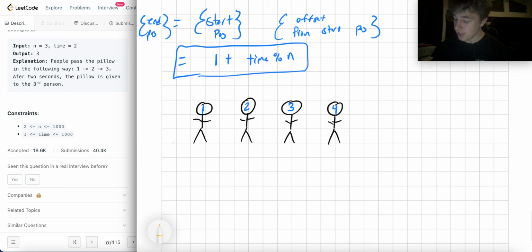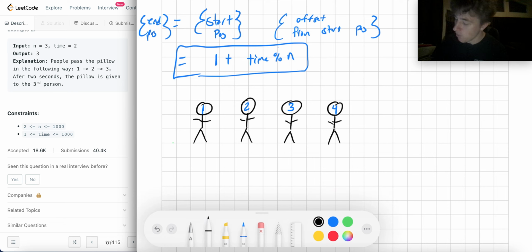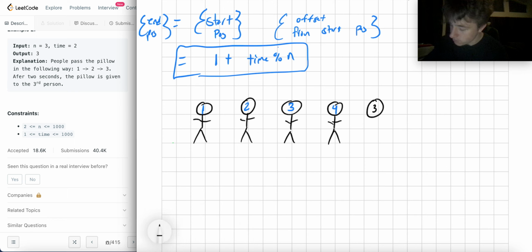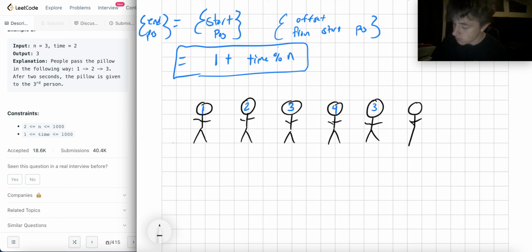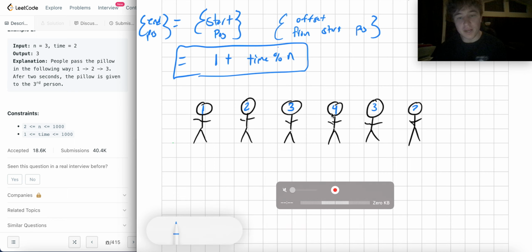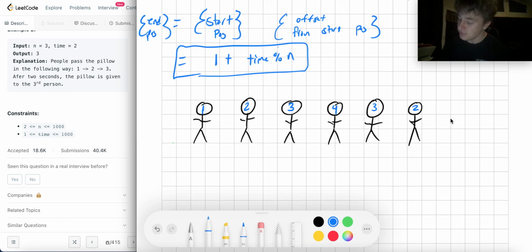So here, when it gets to 1, to 2, to 3, to 4, who's 4 going to pass it to? Well, 4 is going to pass it to 3, right? And who's 3 going to pass it to? 3 is going to pass it to 2, right? If 4 gets the item, he's going to pass it back to 3. If 3 gets the item from 4, he's going to pass it to 2. And if 2 gets the item from 3, he's going to pass it back to 1.